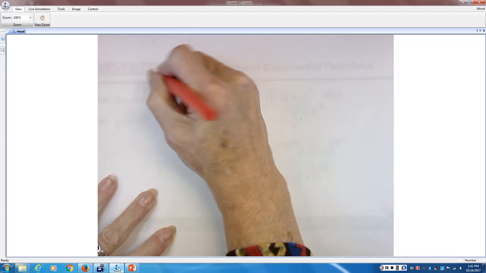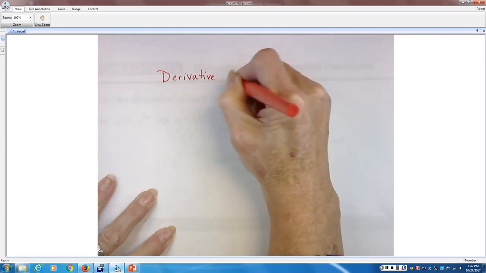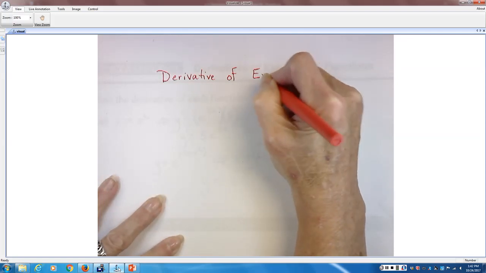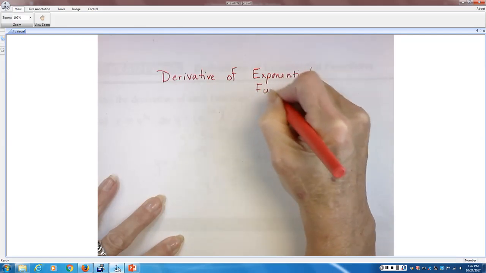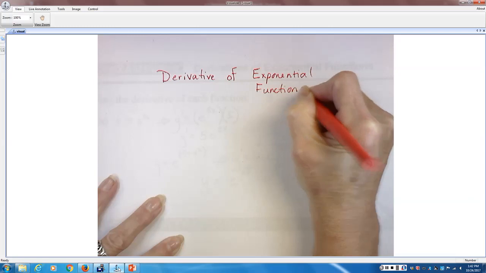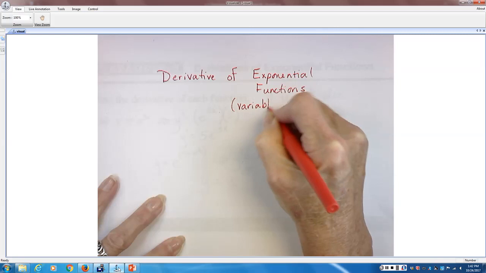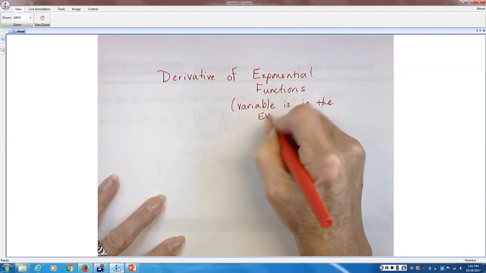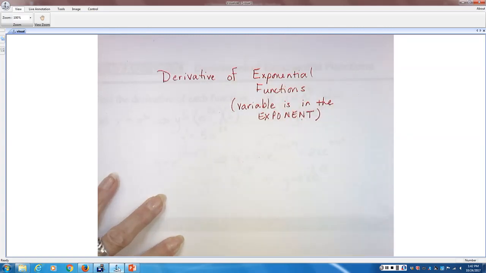This is the derivative for exponential functions. This means your variable is in the exponent, okay? It's not in the base, it's in the exponent.